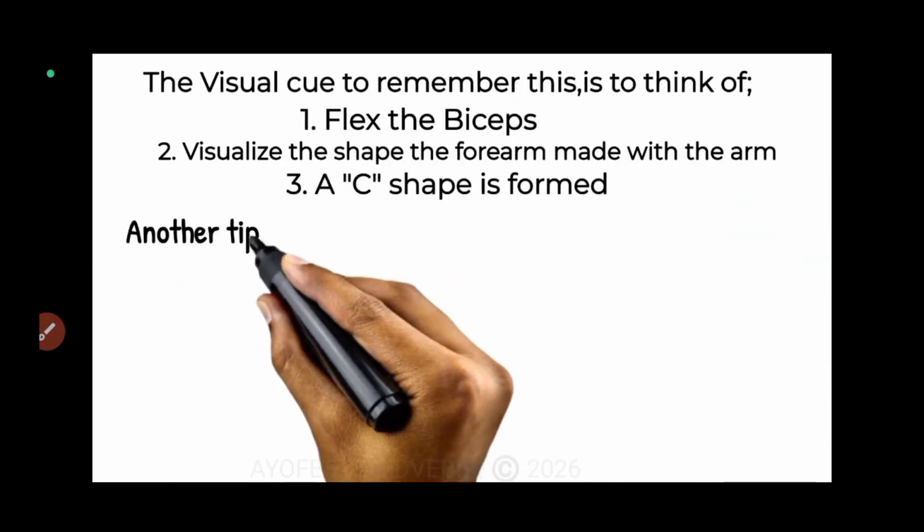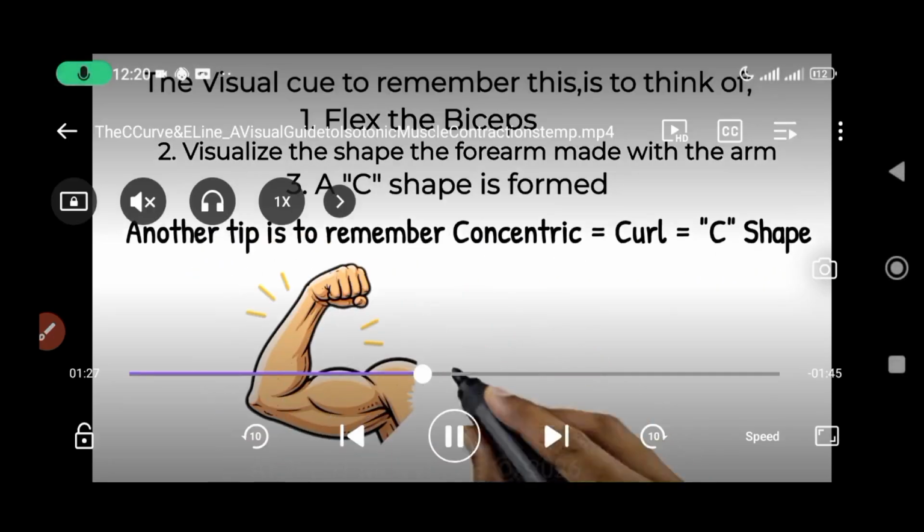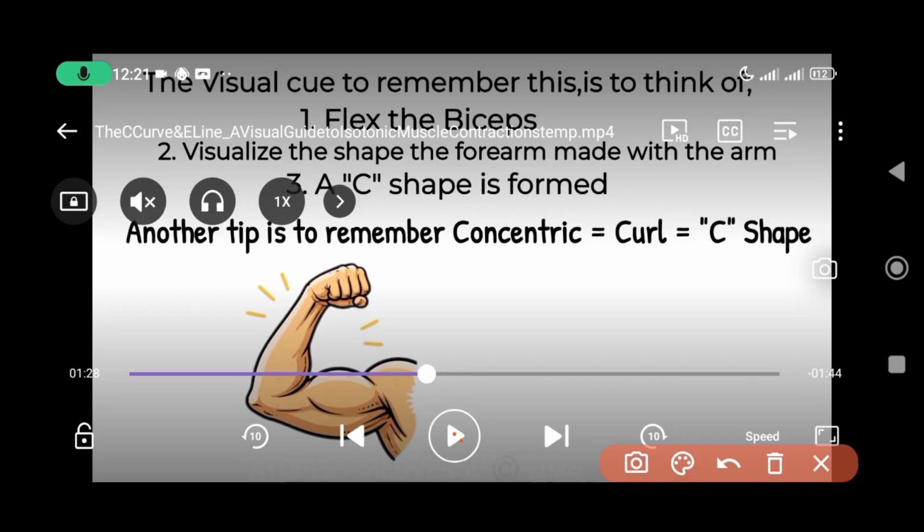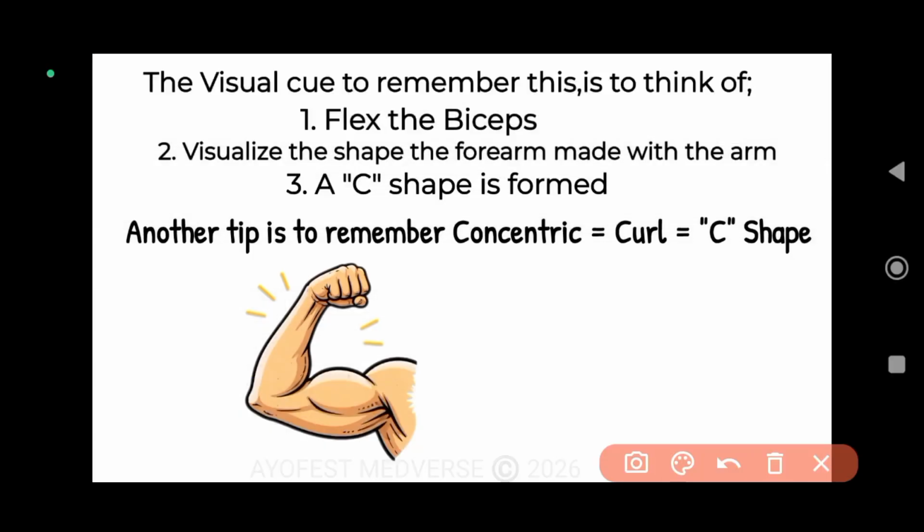So these are the cues I've made as tips to make you remember them. For concentric, what you can do is to flex the biceps and visualize the shape your arm forms. A C shape is going to form, which is here. Another tip is to use the first letter: concentric equals curl, equals C shape. From that you're going to know that the length is going to be decreasing here in concentric.